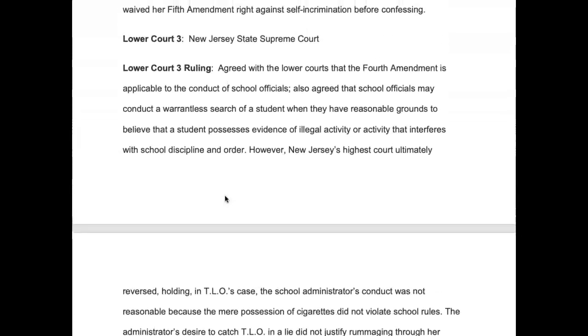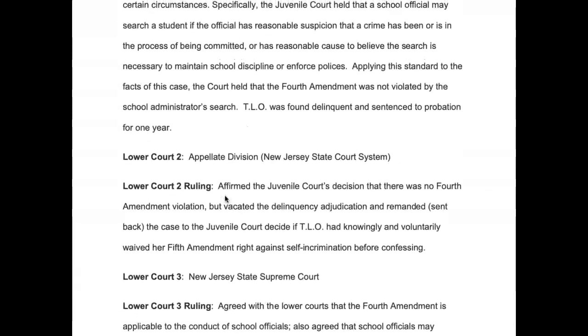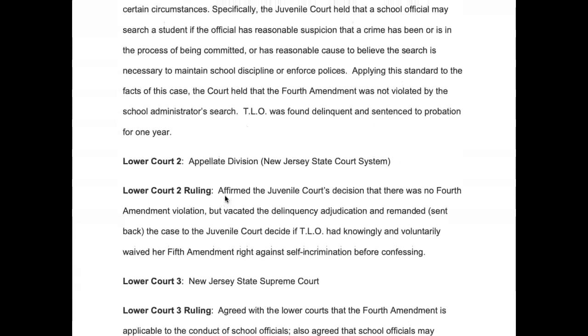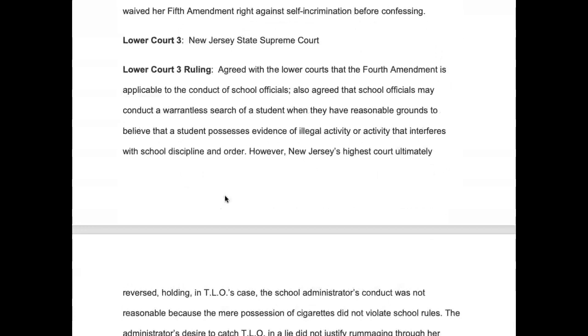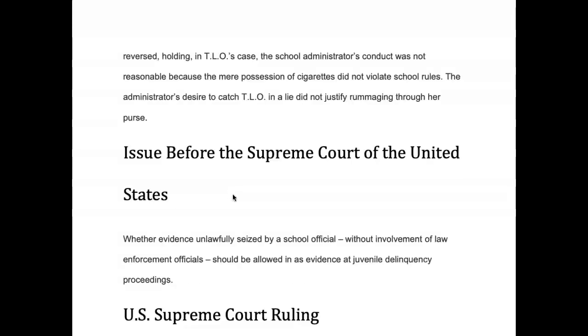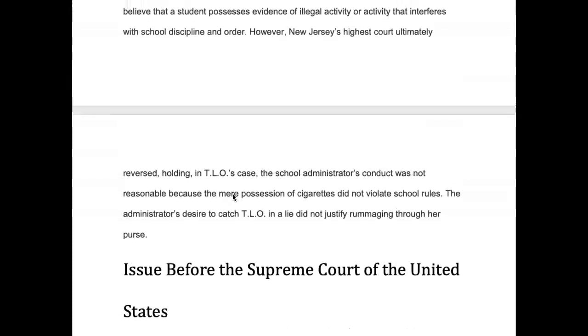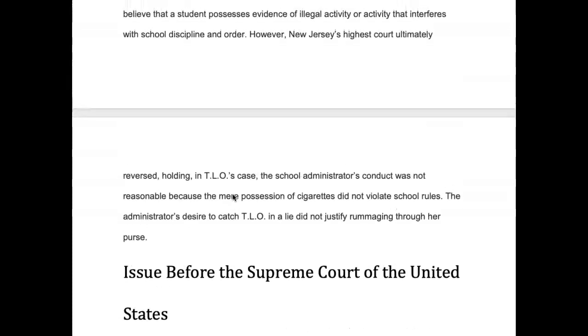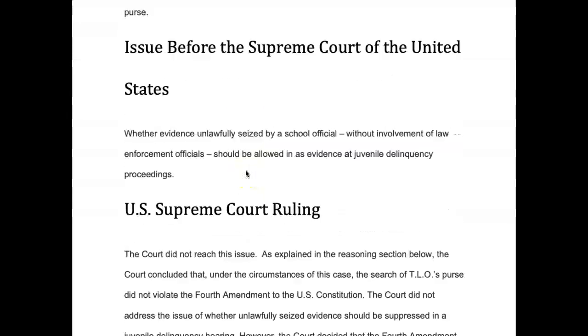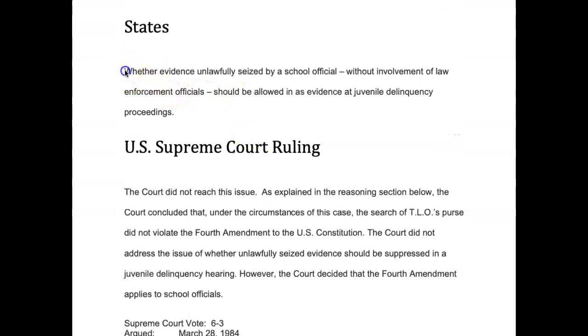So the higher court, the New Jersey court, really says, Court 1, Court 2, you're wrong. They do, however, agree that the Fourth Amendment does apply to school officials. So all three courts have said that the Fourth Amendment applies to school officials. That then gets appealed by New Jersey. The other three had all been appealed by TLO's lawyer. Now, since they lost, New Jersey, the state, says, no, we're going to appeal it, and it goes to the Supreme Court. Here's what I want you to look at right here.